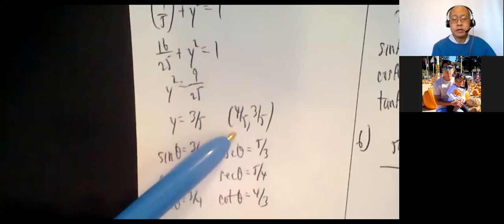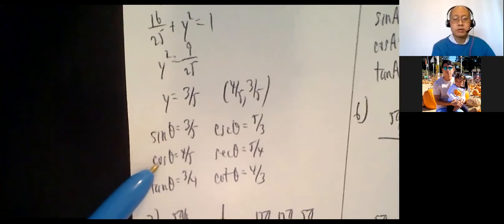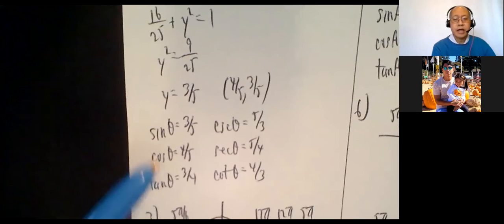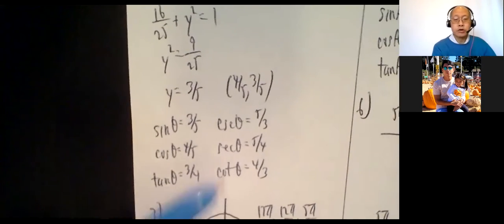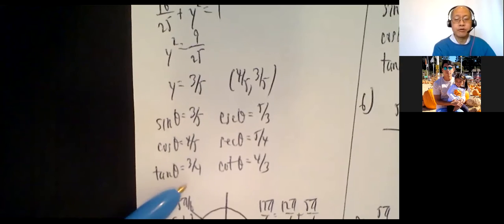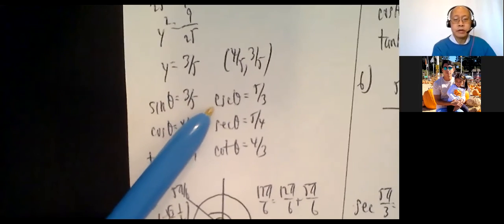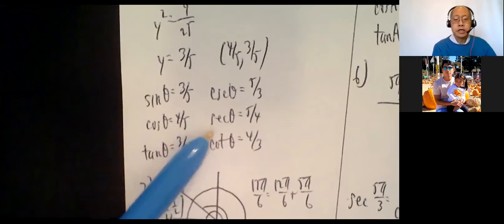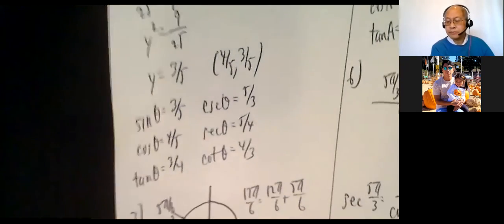The x coordinate is cosine, the y coordinate is sine. So sine of theta is 3/5, cosine theta is 4/5. Tangent is sine over cosine, 3/5 divided by 4/5. Shortcut is to knock out the 5, so 3/4. And you reciprocate. Cosecant of theta is 5/3. Secant of theta is 5/4. Cotangent of theta is 4/3.